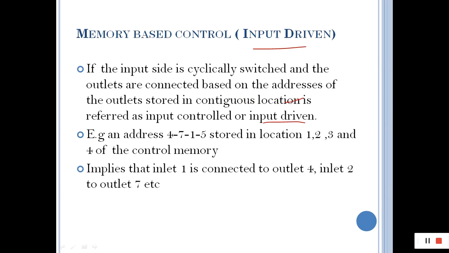For example, this is 4715's address in locations 1, 2, 3, and 4 of the control memory. So this is stored in the control memory, then 1 is connected to 4, 7 will be connected to 2, 1 will be connected to 3, and 5 will be connected to 4. So all locations are already defined, which input will transfer to which output.